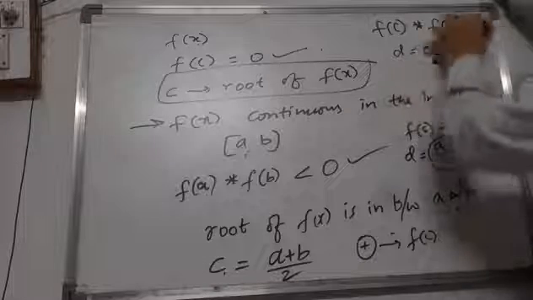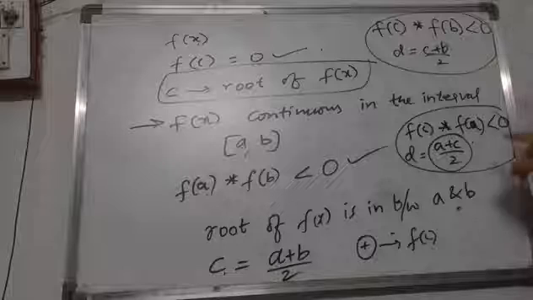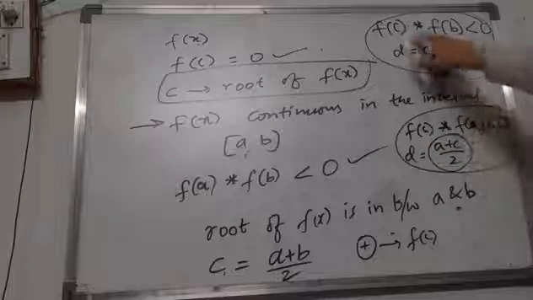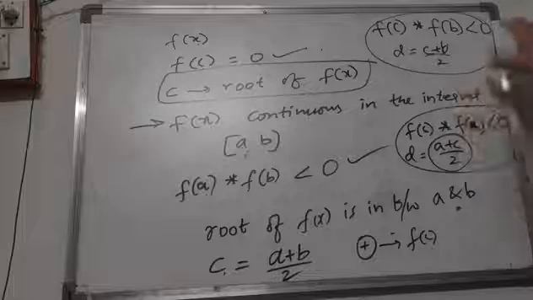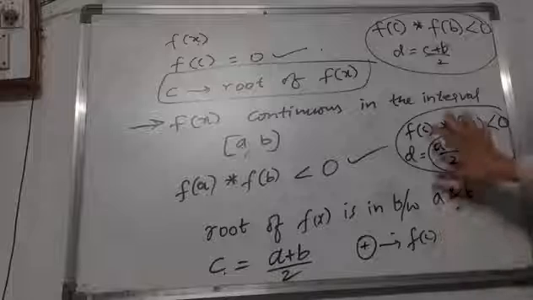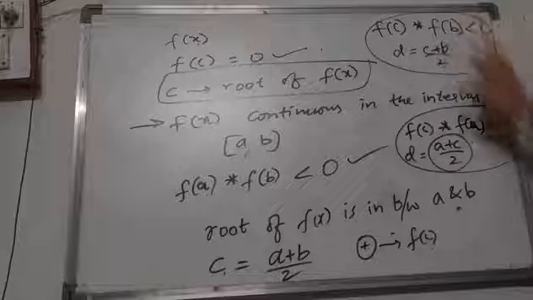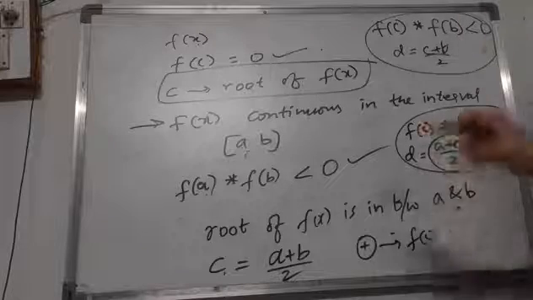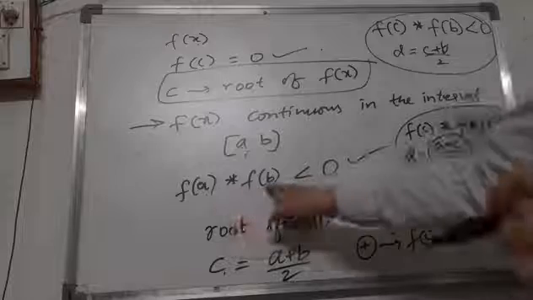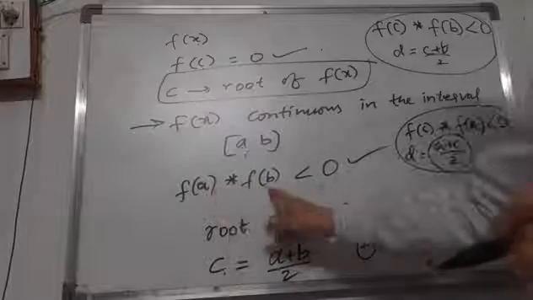So here two things you have to test. Number one, f of c into f of a is less than 0, or f of c into f of b is less than 0. Whichever one is less than 0, that one only you have to take and find the average. Any one will definitely be less than 0, no doubt about that, because f of a into f of b is less than 0 means any one must be negative.